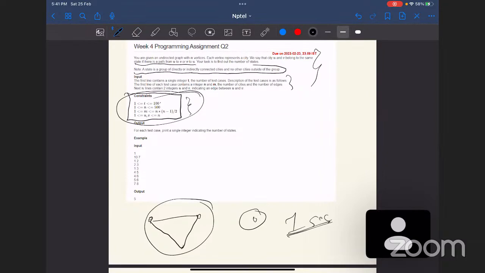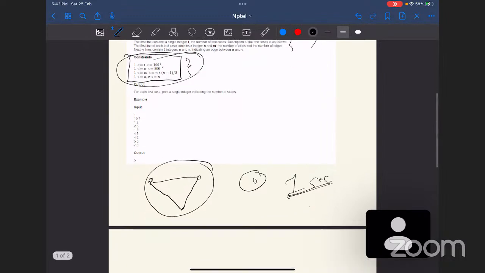T is the number of test cases, N is the number of cities, M is the number of edges between them, and U and V are the cities which belong to 1 to N.